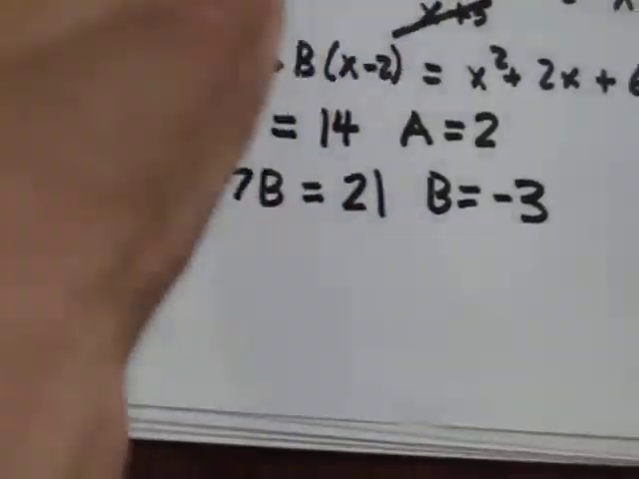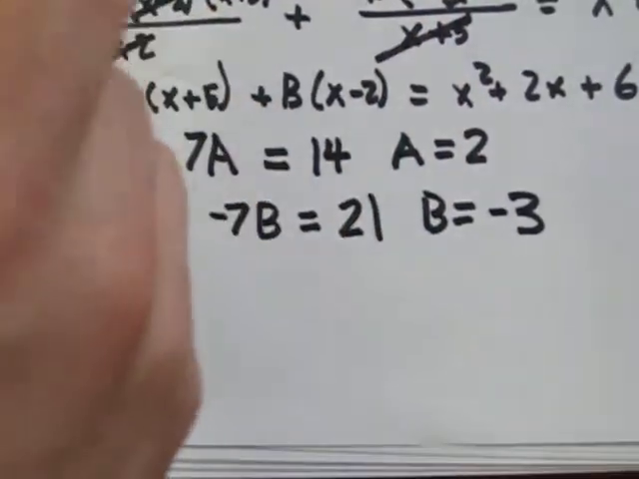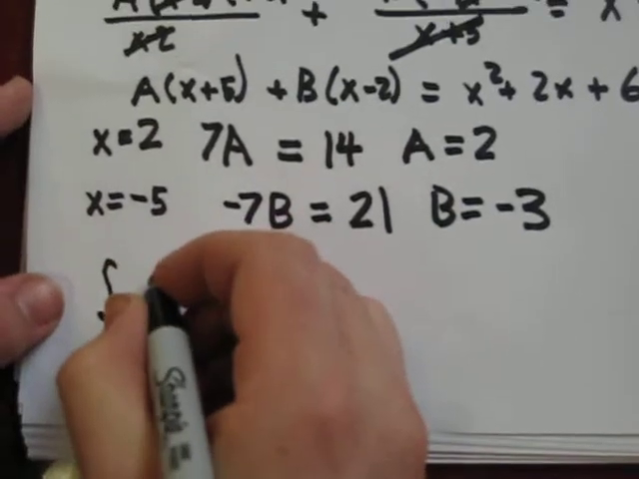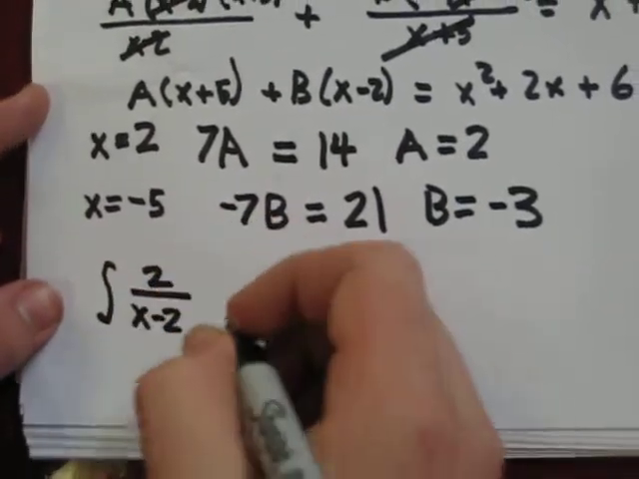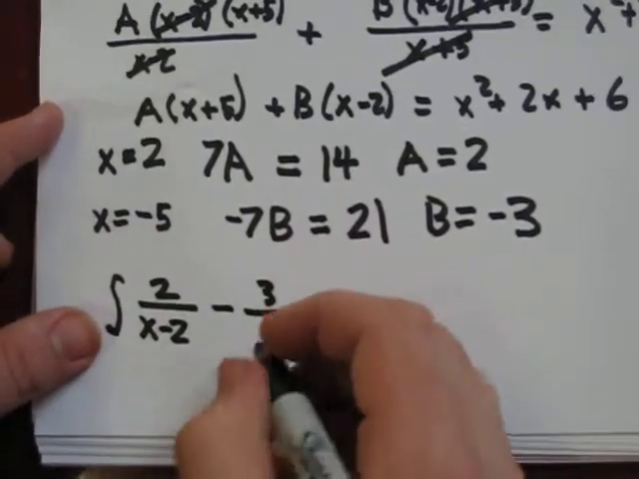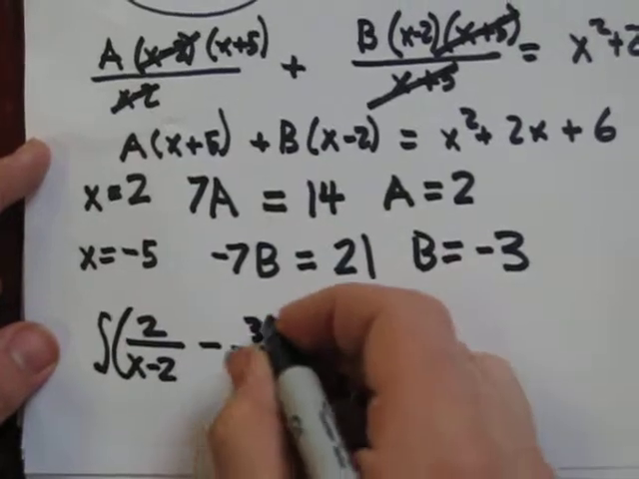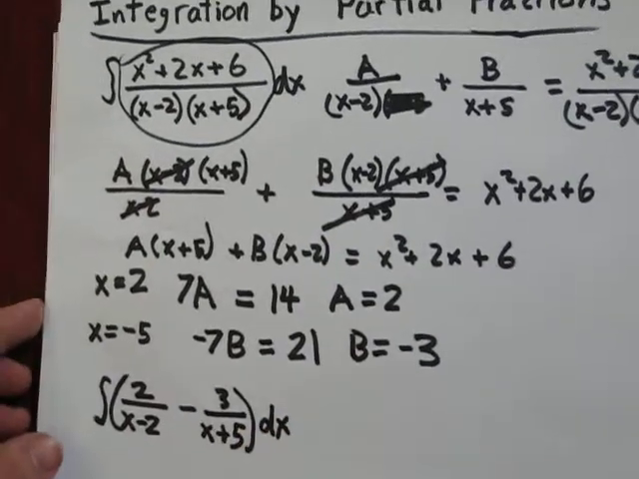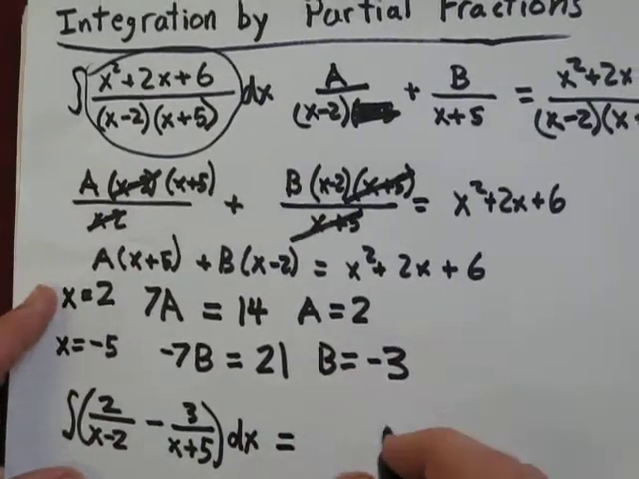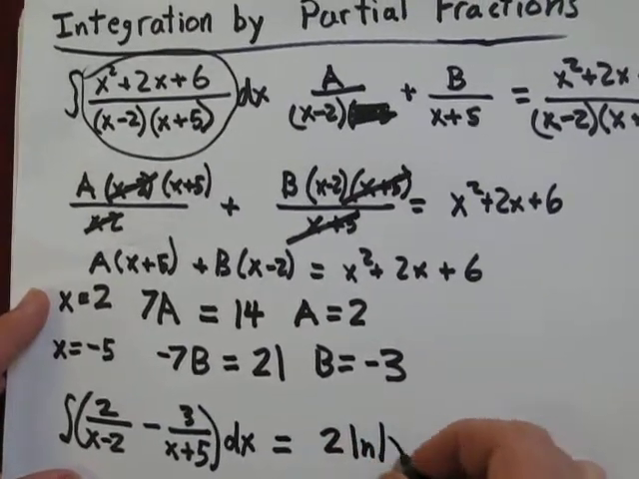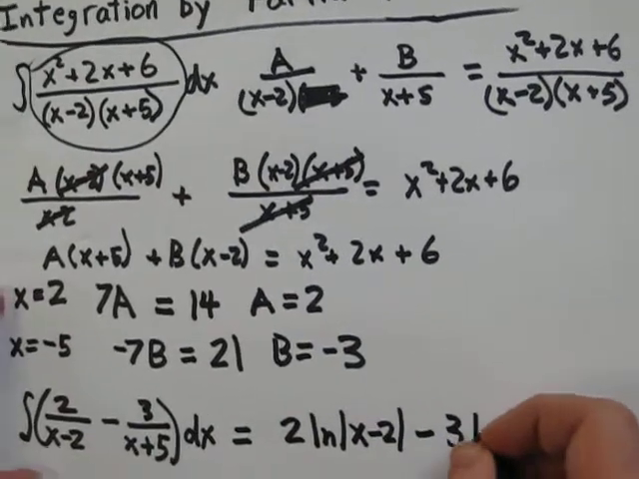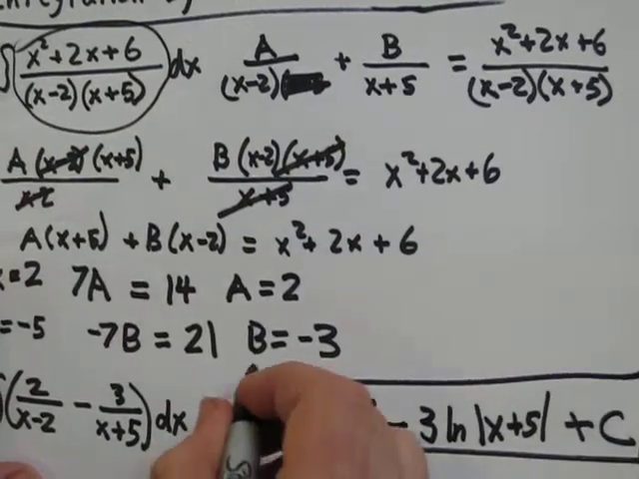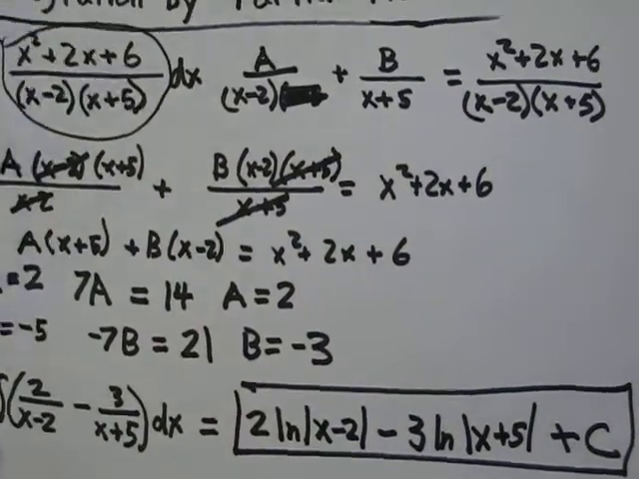So now I'm just going to take this integral and redefine it as A over (x minus 2) plus B over (x plus 5) with the values for A and B plugged in. So we have the integral of 2 over (x minus 2) minus 3, because it's a negative 3 for B, over (x plus 5). Now we can break this integral apart into the two different parts and just solve it by the simple natural log method. So what we end up with is 2 times the natural log of the absolute value of x minus 2, minus 3 times the natural log of the absolute value of x plus 5, plus a constant. And that's a pretty simple integration by partial fractions problem.